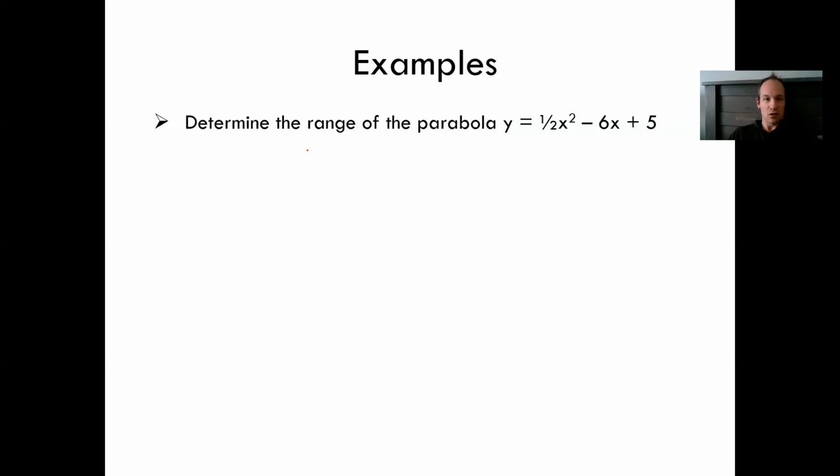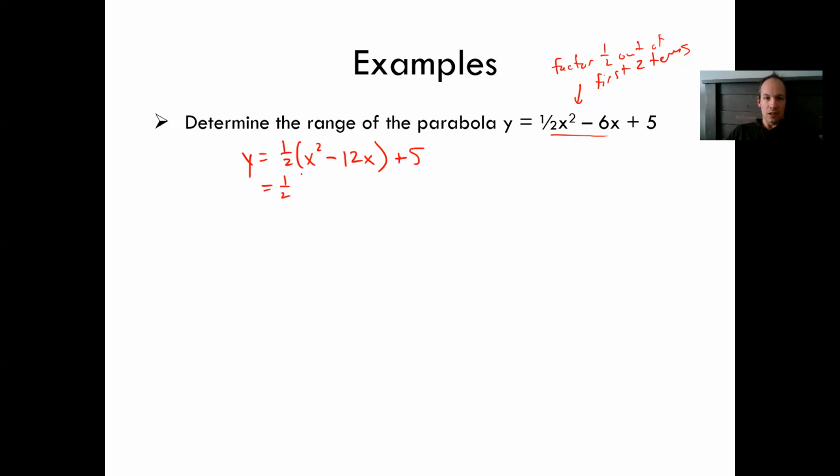So, again, converting to vertex form means factoring out 1/2 from the first two terms. So factor 1/2 out of the first two terms. When I factor out 1/2, I'm dividing each term by 1/2. Dividing by 1/2 is like multiplying by 2. So this middle term actually becomes negative 12x. And then the 5 is here.